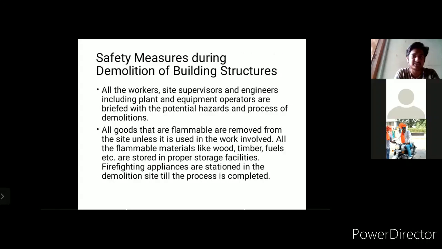Next is safety measures during demolition of building structures. In this, all the safety measures are as follows. The first one is all the workers, site supervisors, and engineers, including plant and equipment operators, are briefed with potential hazards and the process of demolition. The next one is all goods that are flammable are removed from the site unless they are used in the work involved. All the flammable materials like wood, timber, fuels, etc. are stored in proper storage facilities, and firefighting appliances are stationed at the demolition site till the process is completed.